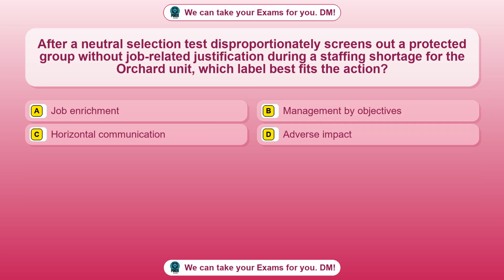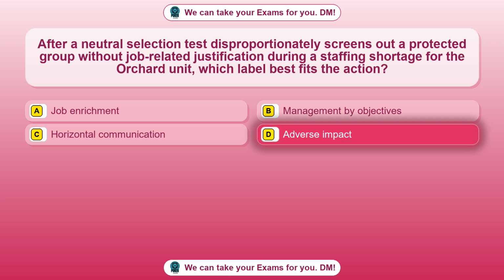Question 16. After a neutral selection test disproportionately screens out a protected group without job-related justification during a staffing shortage for the Orchard unit, which label best fits the action? Option A, job enrichment. Option B, management by objectives. Option C, horizontal communication. Option D, adverse impact. The correct answer is option D, adverse impact.